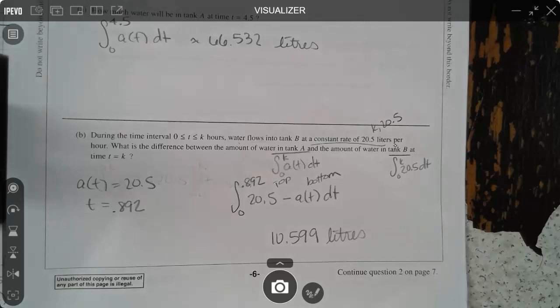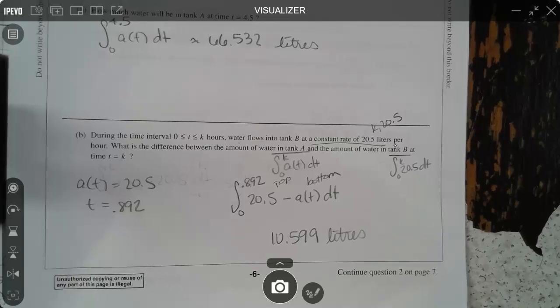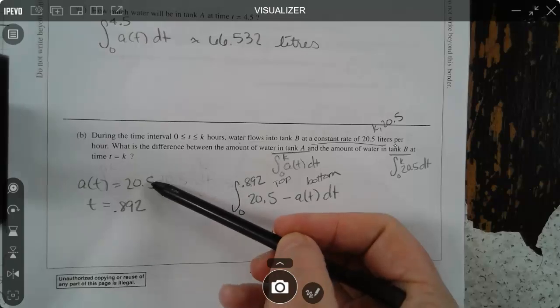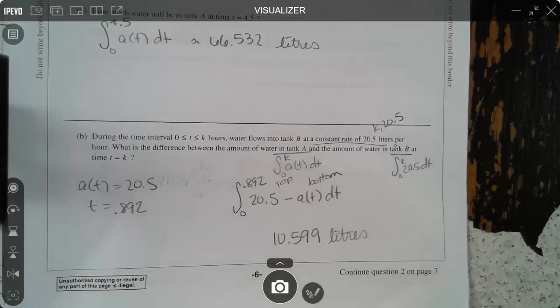I don't know why they make you write that, but they did. You did the integral right. So 1 point for this integral where you did 20.5 minus A of t. That's a point. And then the answer's a point. So it's 3 points.